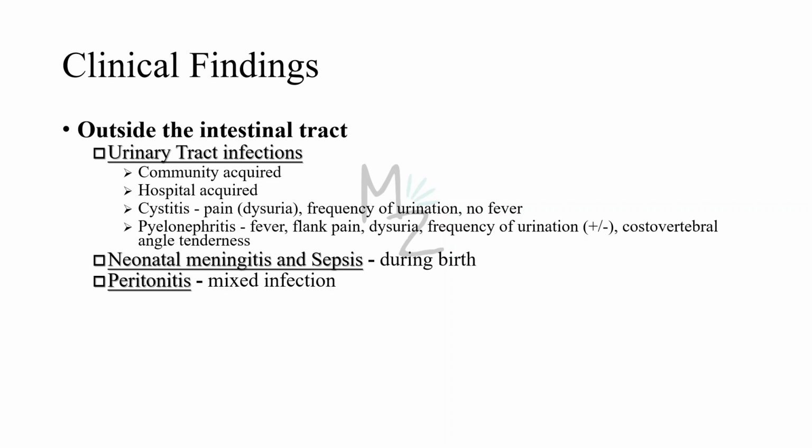Exposure of the newborn to E. coli and group B streptococci occurs during birth, as a result of colonization of the vagina by these organisms.